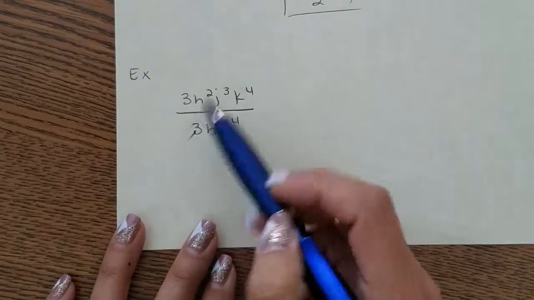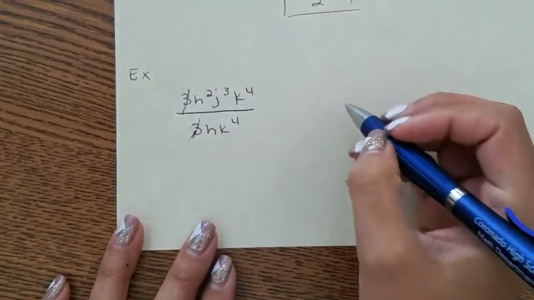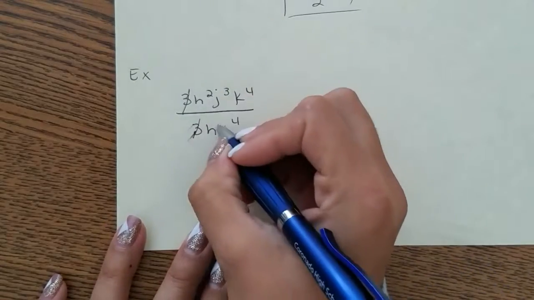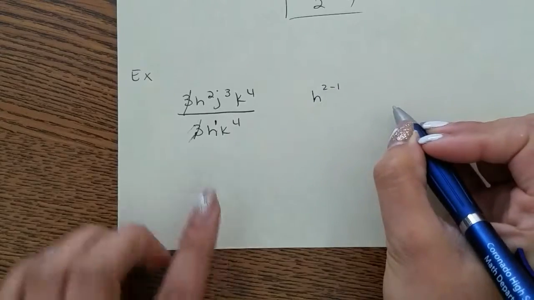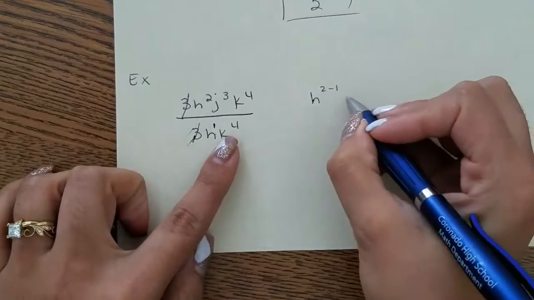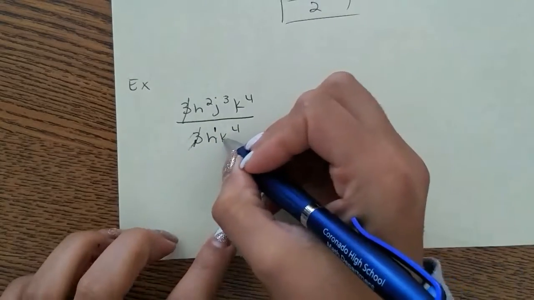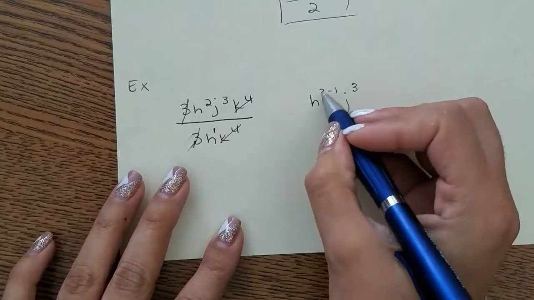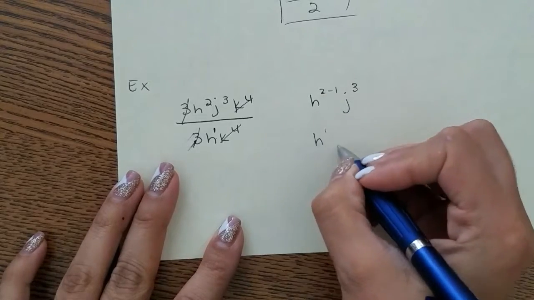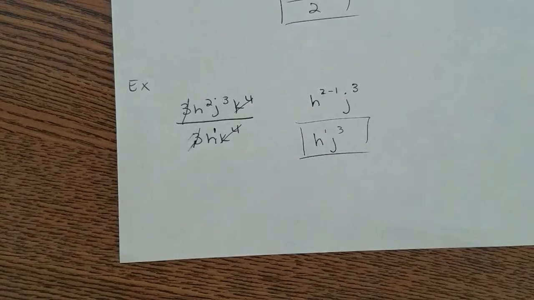Again here, 3 divided by 3, that's 1. H squared over h, that's h to the 1. So you would have h to the 2 minus 1. There's no j's on the bottom, so you're just left with j cubed. K4 over K4, that's going to go to 1. These are all relatively easy, huh? Okay, so then 2 minus 1 is h to the 1, j cubed, as your final answer.